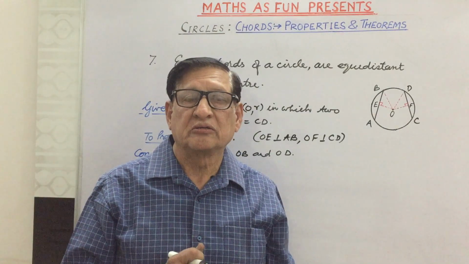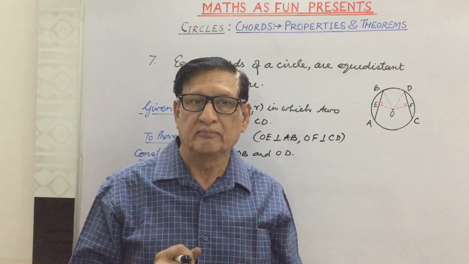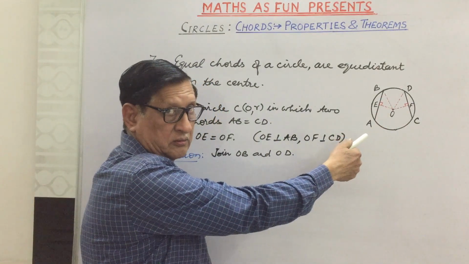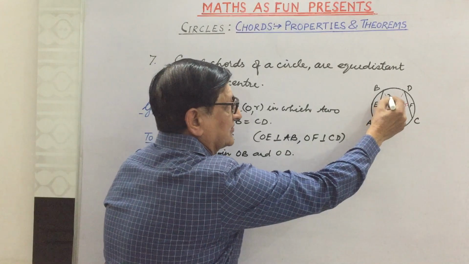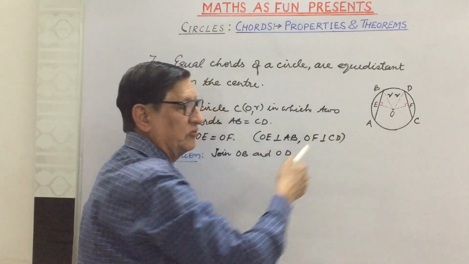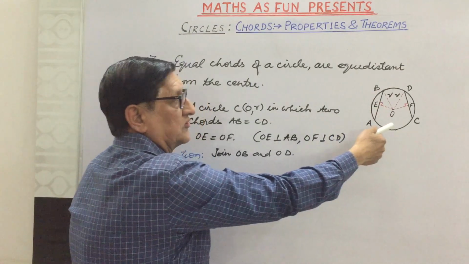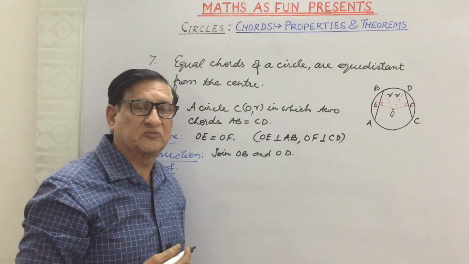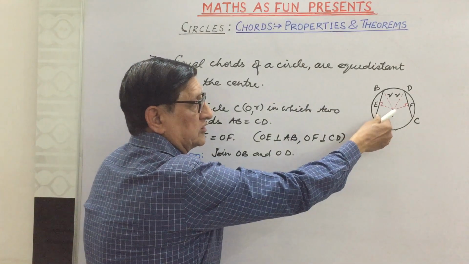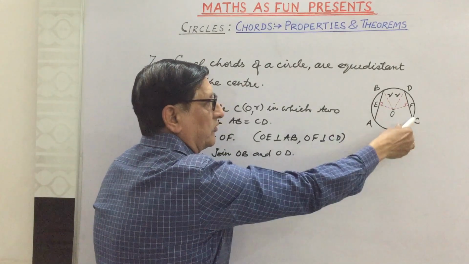The next theorem is equal chords are equidistant from the center of a circle. So here we have a circle COR. O is the center, R is the radius. In this, two chords AB and CD which are equal to each other, and we have to prove that these two are equidistant from the center, means they are at the equal distance from the center. So there are two perpendiculars drawn from O to these two, that is OE on AB and OF on CD.